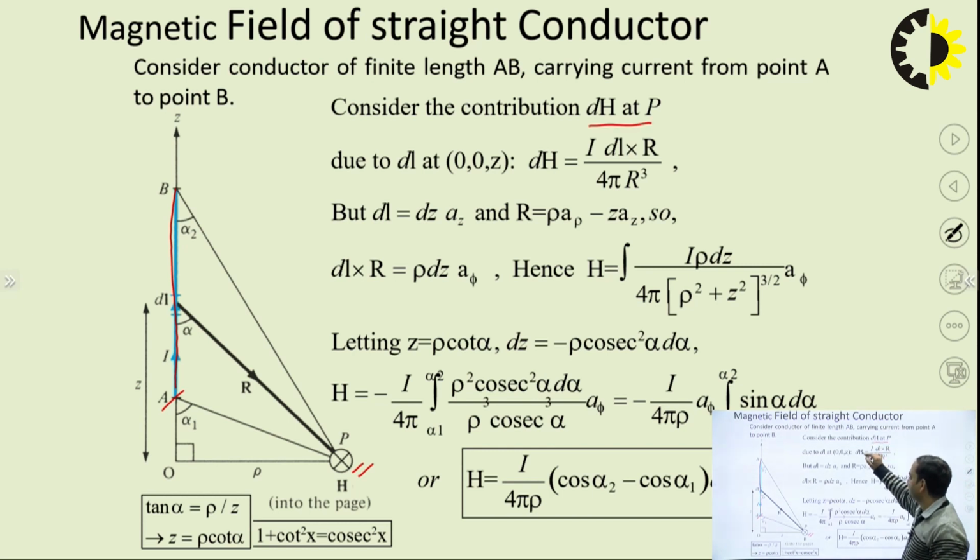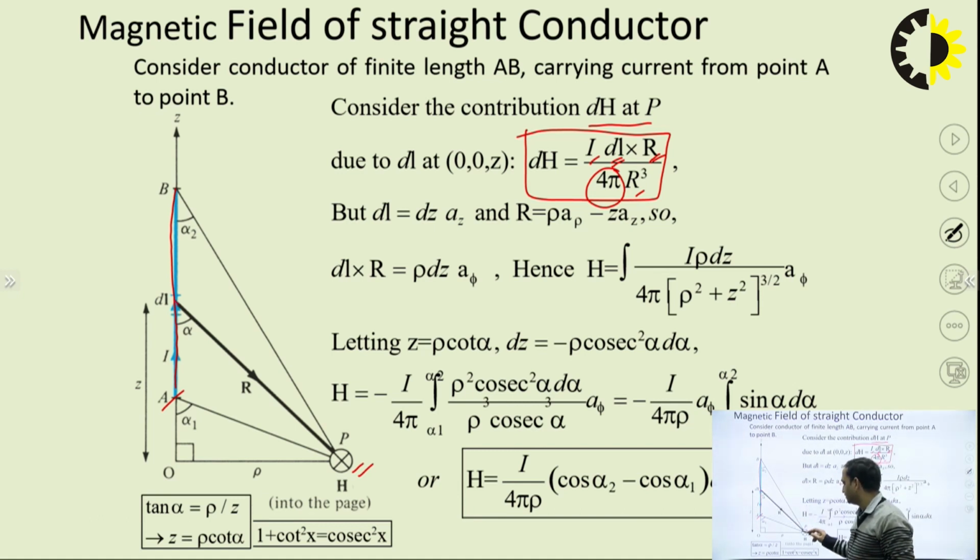The formula is the same as the Biot-Savart law, I dl cross R over 4 pi R cube. We can see that I, the current which is flowing, is constant, and 4 pi is also constant. So what is left? We have the dl. This dl will depend on which coordinate system, Cartesian, cylindrical, or spherical. R is important. R is the distance from this element to this particular point.